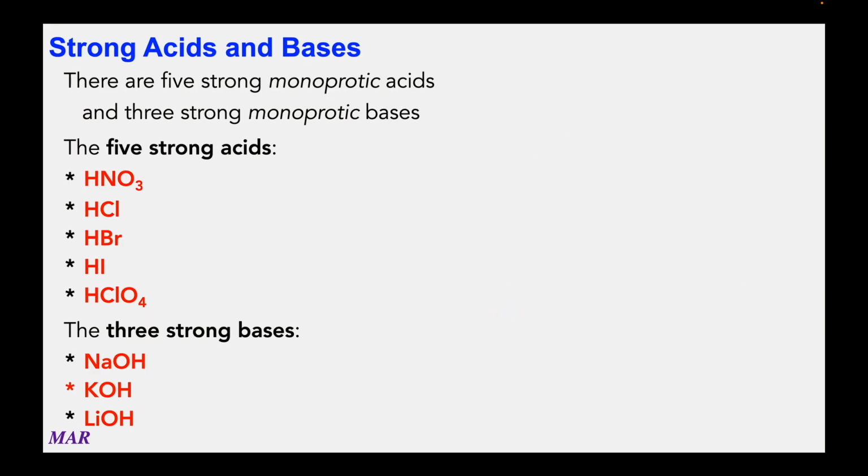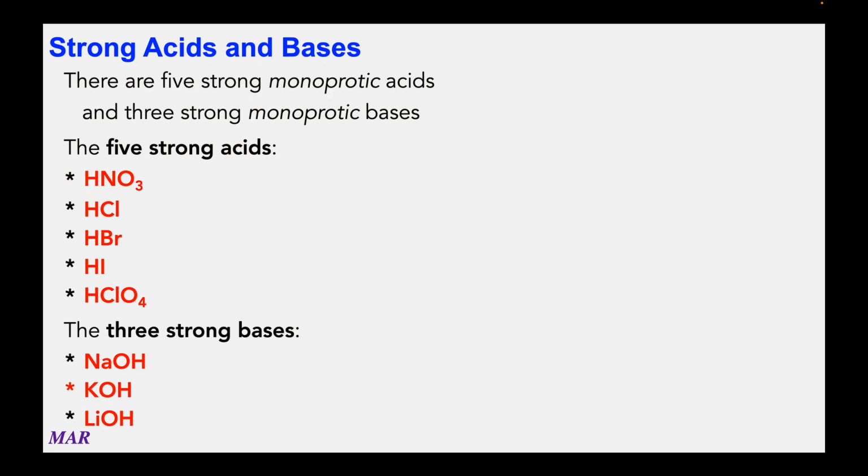In Chem 223, there are 5 strong acids and 3 strong bases you really have to know. We're going to encounter thousands upon thousands of acids and bases as chemists collectively, and almost all of them are weak. However, there are these 5 strong acids and 3 strong bases, so make sure you know them. The 5 strong acids are nitric acid, HNO3, hydrochloric acid, HCl, hydrobromic acid, HBr, hydroiodic acid, HI, and hydrogen perchlorate or perchloric acid, which is what it's usually called, HClO4.